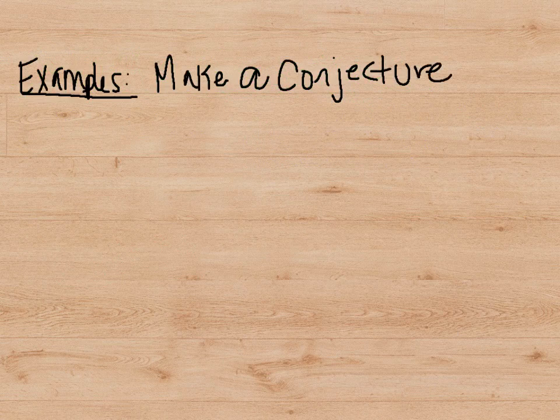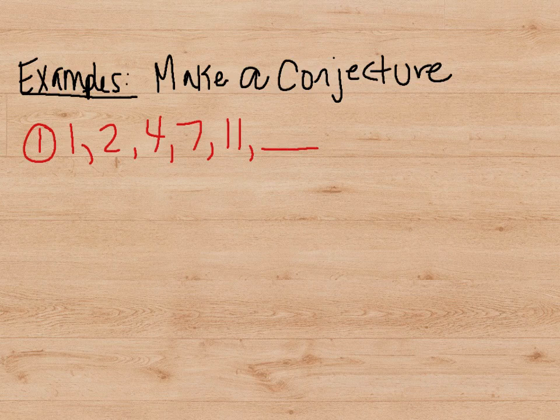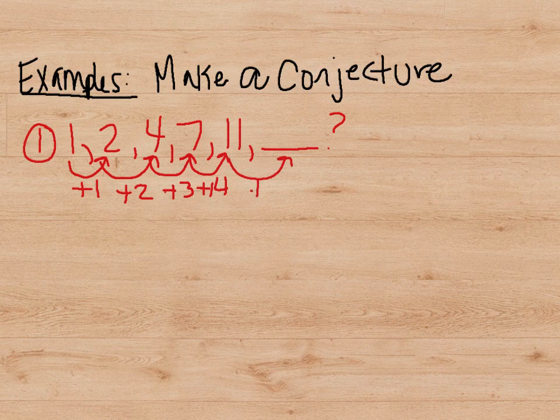So let's say you may have a problem that gives you a list of numbers. Let's say we have the list 1, 2, 4, 7, 11. And they want you to figure out what is going to be the next number in this list. So we have to make a conjecture based on the evidence that is given to us. Here we look at 1 and 2, and we go from 1 to 2, we add 1. When we go from 2 to 4, we add 2. We go from 4 to 7, we add 3. 7 to 11, we add 4. So what do you think is going to happen for the next number? Hopefully you're thinking we're going to add 5, so the next number is 16.